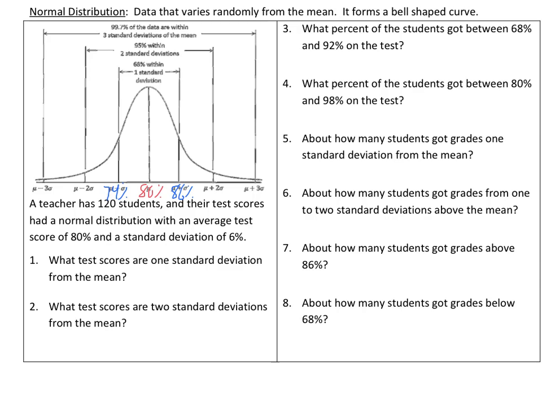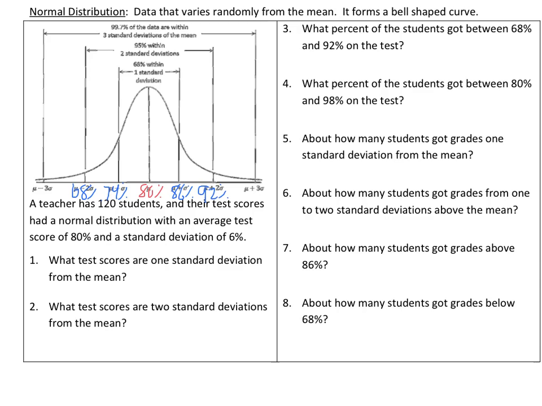Okay, of grades. They're within 1 standard deviation. So let's talk about who's within 2 standard deviations. Well, what would be that branch? 92. Wouldn't that be 6 plus another 6? So wouldn't that be 92%? And if I got down on the other side, wouldn't that be 68%?